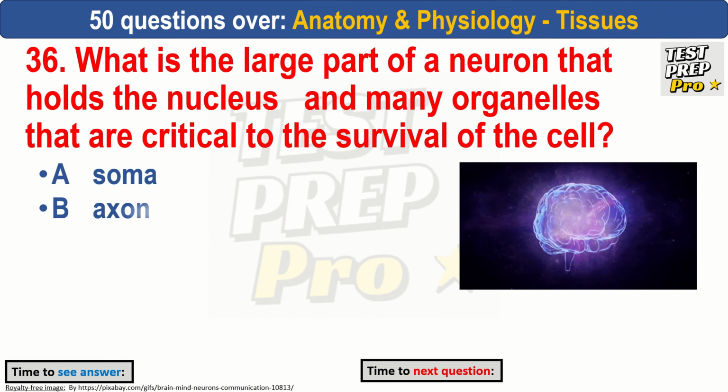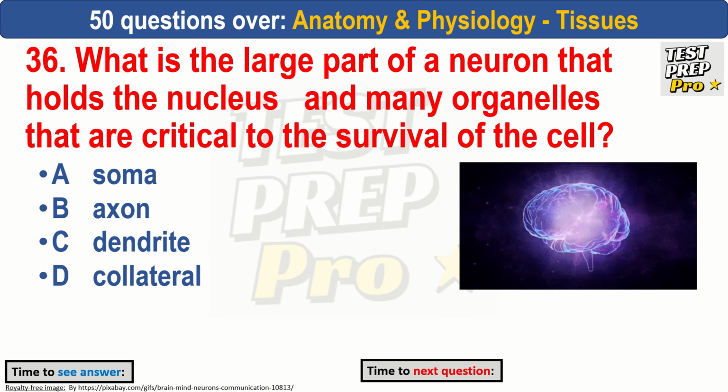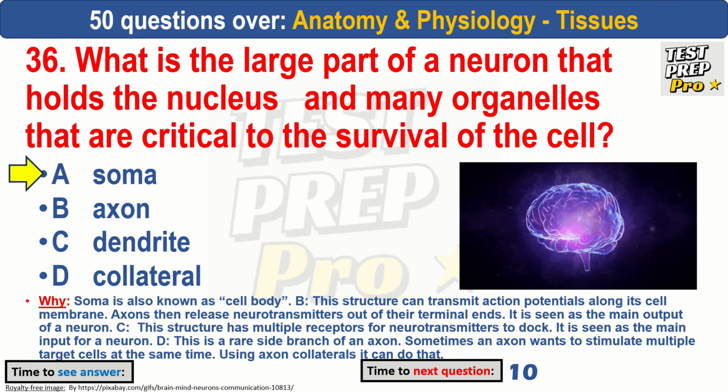What is a large part of a neuron that holds the nucleus and many organelles that are critical to the survival of the cell? Is it soma, axon, dendrite, or collateral? The answer is soma. The axon is the electrical output end of a neuron, typically has action potentials, and at the very end, it's going to release a neurotransmitter.